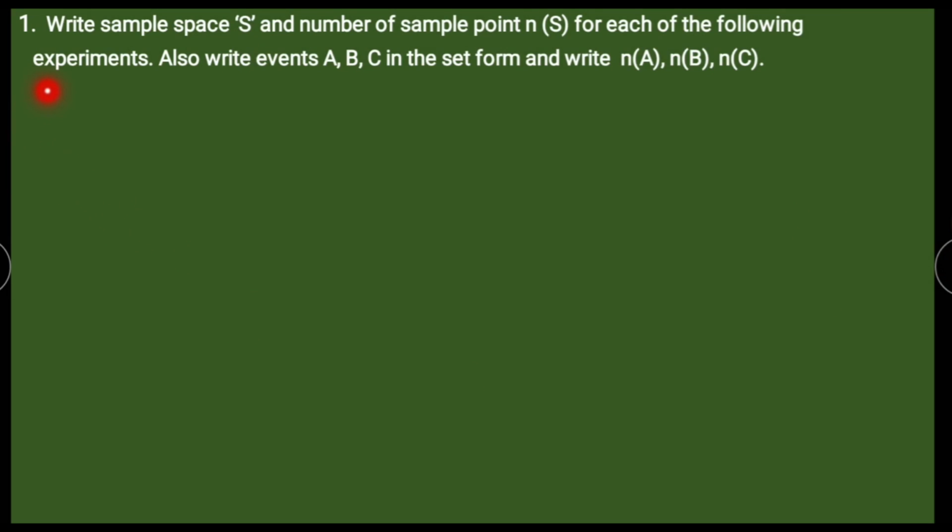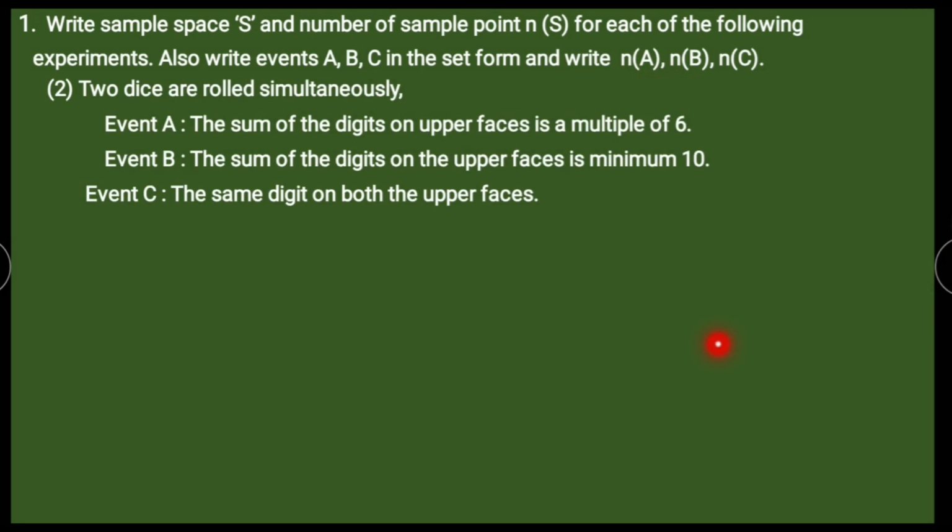See the question: write sample space S and number of sample points n of S for each of the following experiments. Also write events A, B, C in the set form and write n of A, n of B, n of C. So see the second sub question. Two dice are rolled simultaneously. In the first example one die is rolled, here two dice are rolled. So we have to write the sample space in ordered pair form.